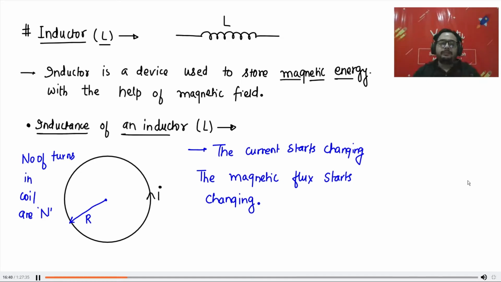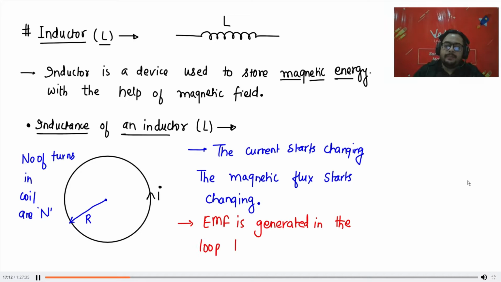Now, what is Lenz's law? Whenever there is a change in flux of a conducting loop, an EMF is generated in the loop to oppose the flux change. This is basically Lenz's law, and I'm sure you are all okay with it.